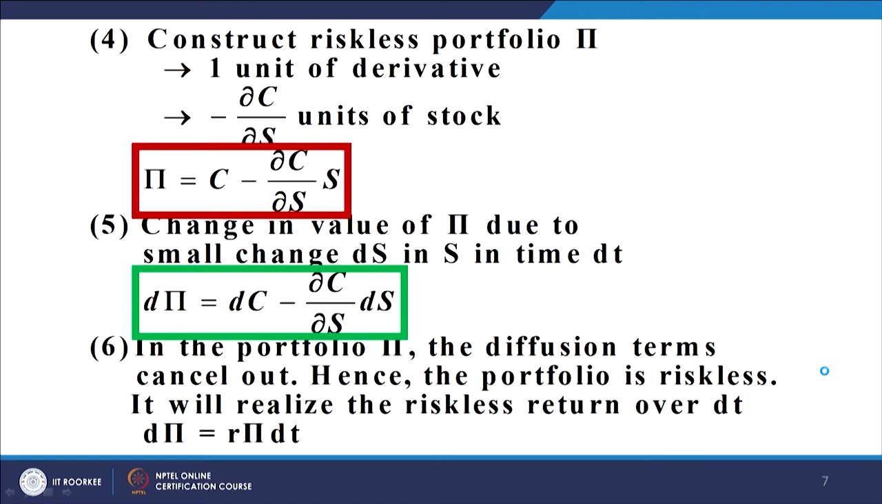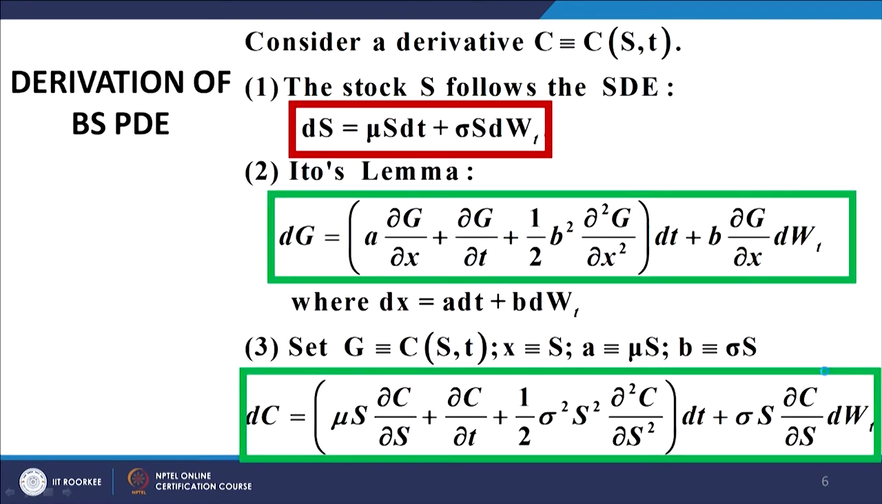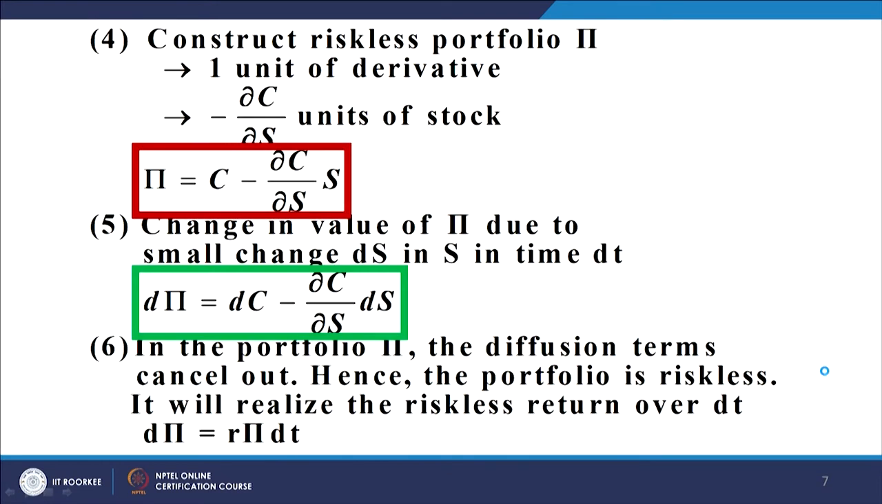We have got expressions for dc with us, we have got expressions for ds with us. Let us recap. Dc is given by the expression in the bottom green box here, and ds is given by the expression in the upper red box here.